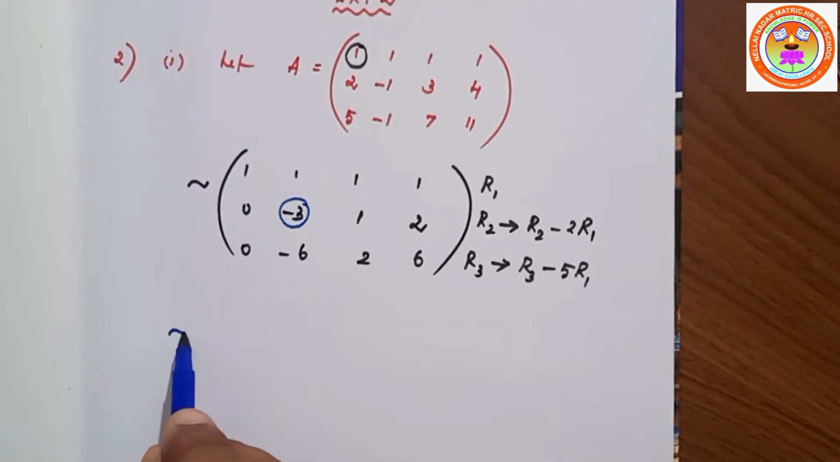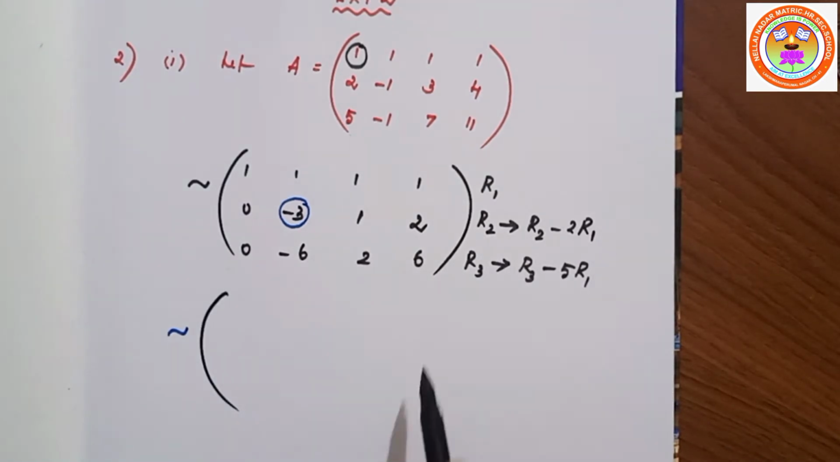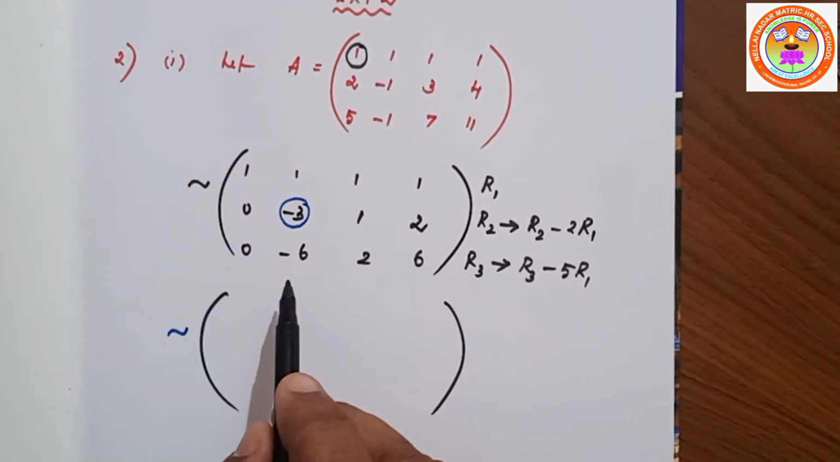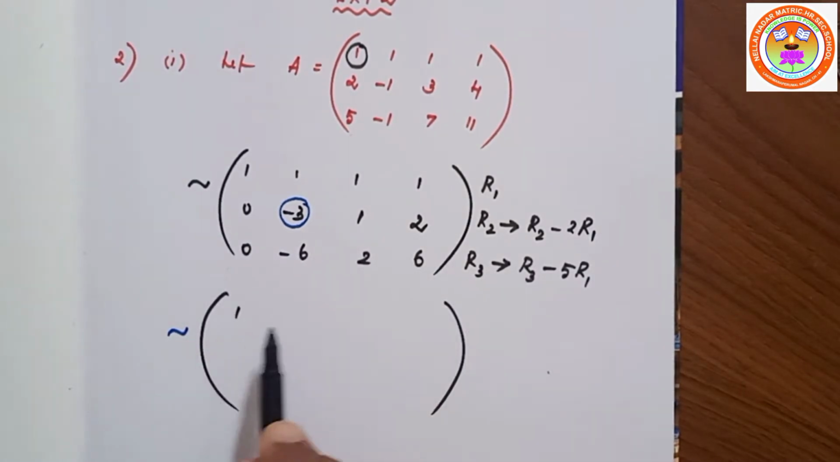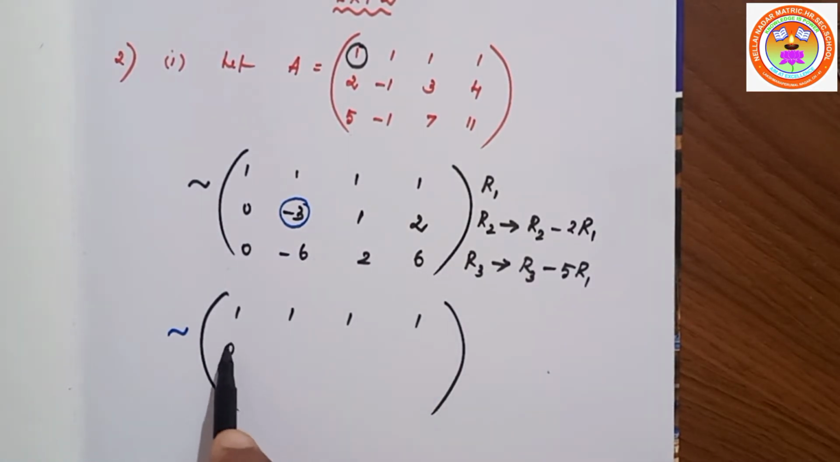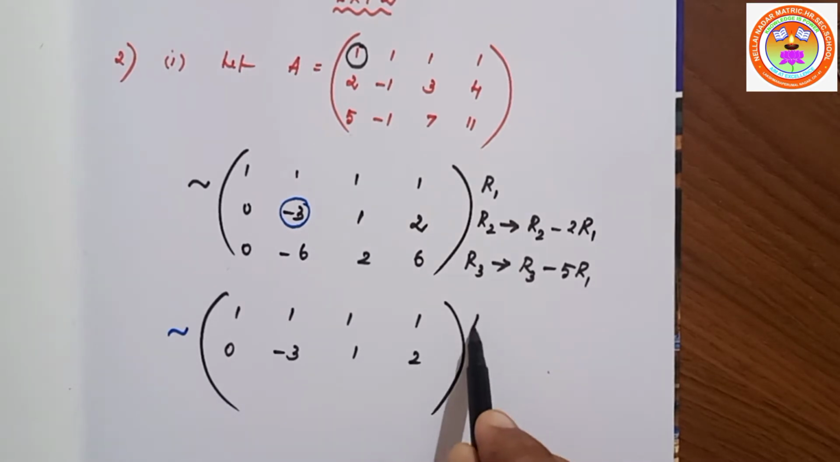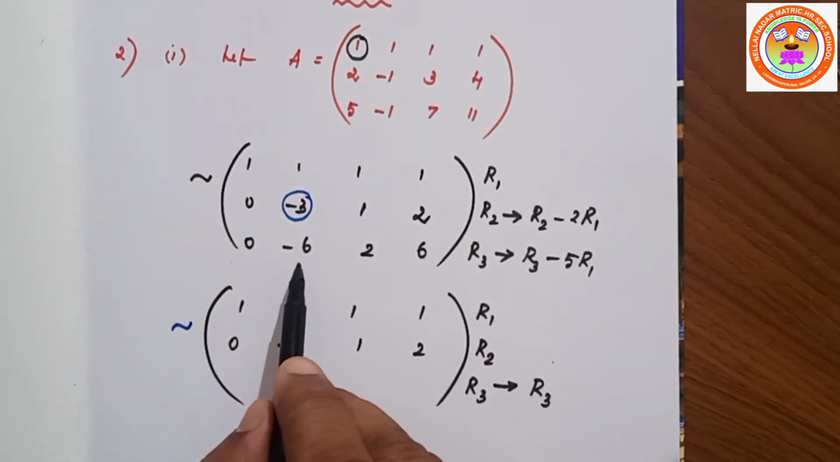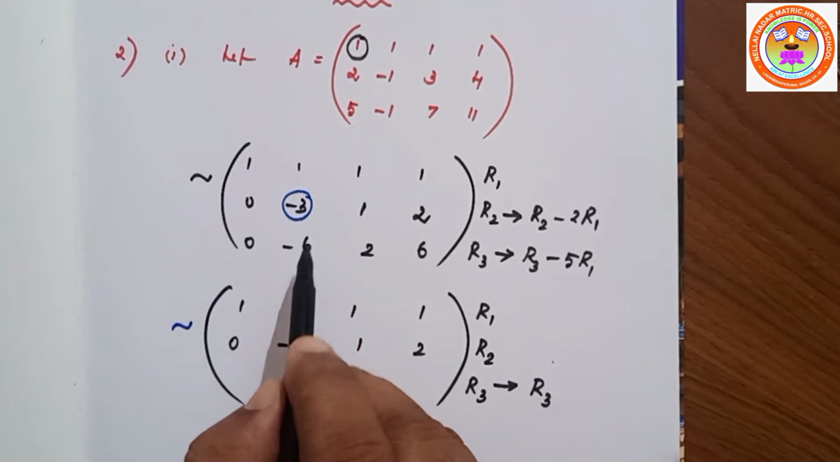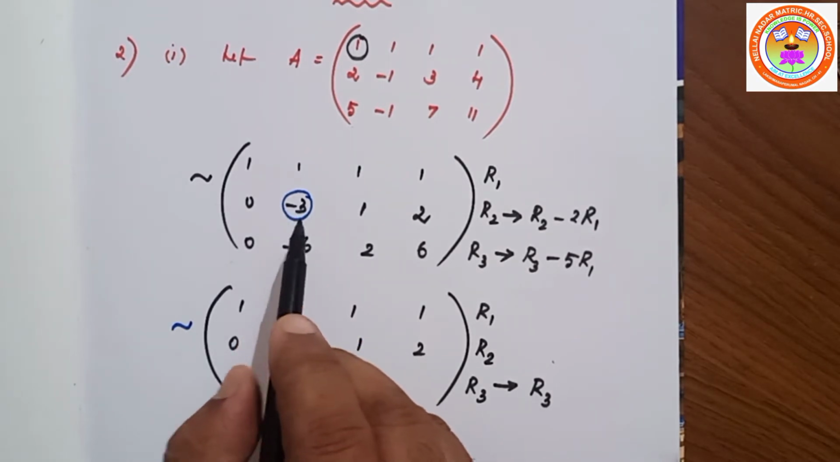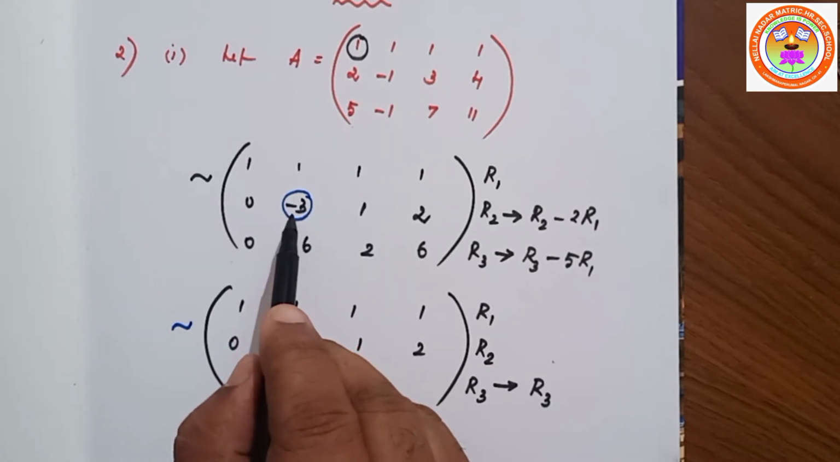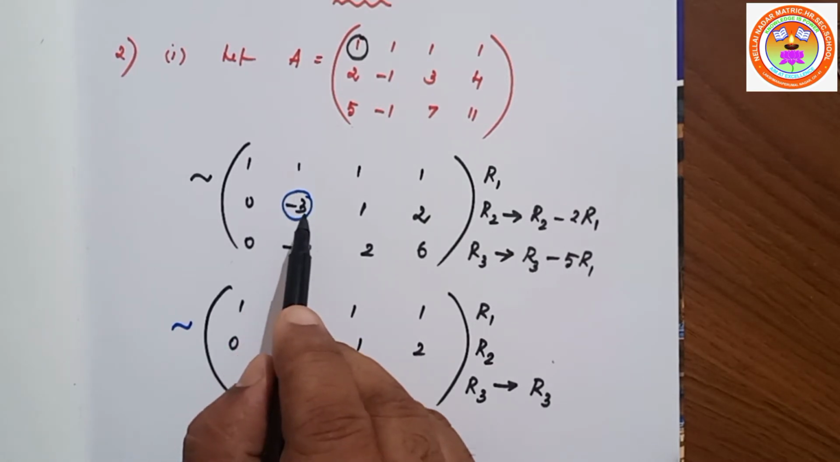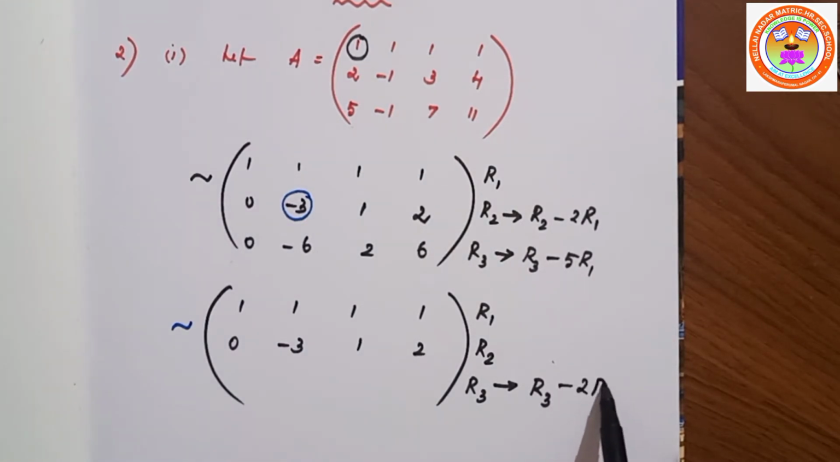Okay, put the equivalent symbol. Now we have to make this element 0, so R1 and R2 write as it is: 1, 1, 1, 1; 0, minus 3, 1, 2. R1 and R2, no change at all. I am going to change R3. R3 implies, since we have minus 6, write R3 as it is. Since it is minus 6, it has to be plus 6, so minus 6 plus 6 will give 0, correct? For making this element plus 6, you have to multiply it by minus 2, correct? Minus 3 into minus 2 is plus 6. So minus 2 R2.